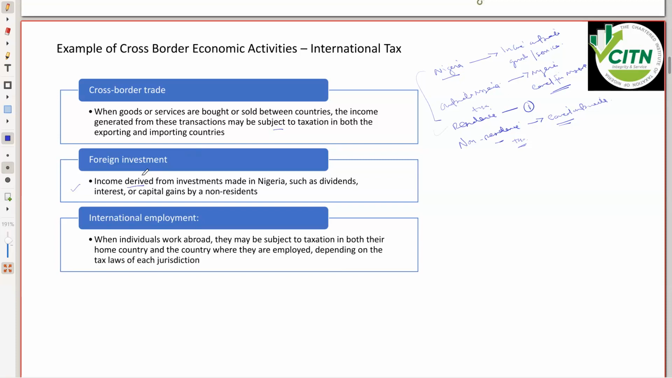But don't forget that they might also still have to pay tax where they reside. So that's what international tax tends to address. That's the second group of economic activities that falls within international tax, investment income. A third is international employment, especially with the concept of remote work.